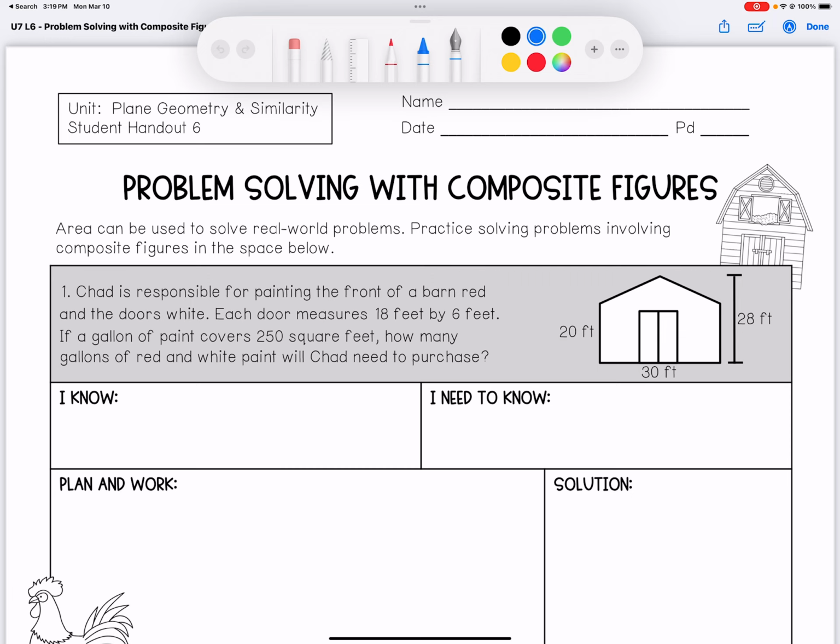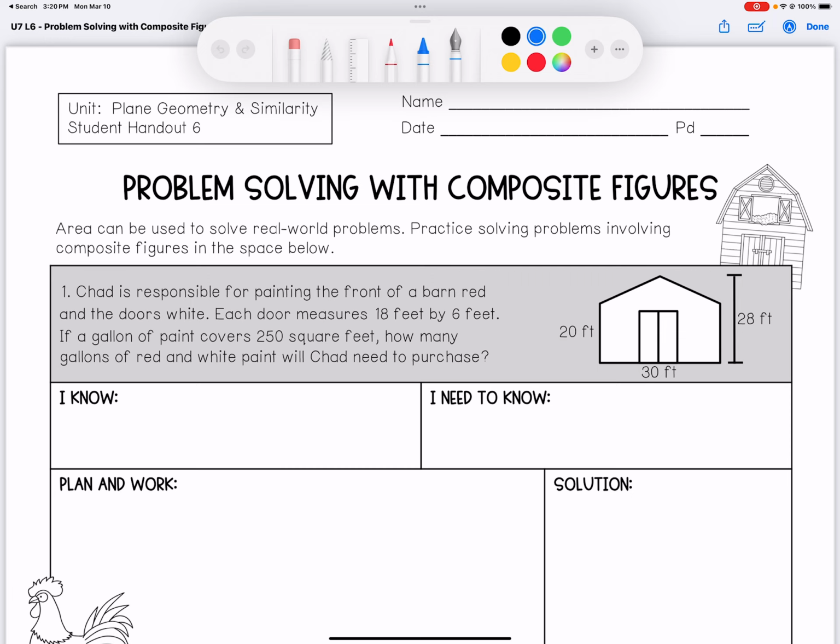Unit plane geometry and similarity, lesson 6. Today we're going to take what we learned about composite figures and put them in your favorite word problems. Yippee. So exciting times. The area of all these figures can be used to solve real world problems. Like you for real will need this stuff. This is something you really can use one day. For real. No kidding.